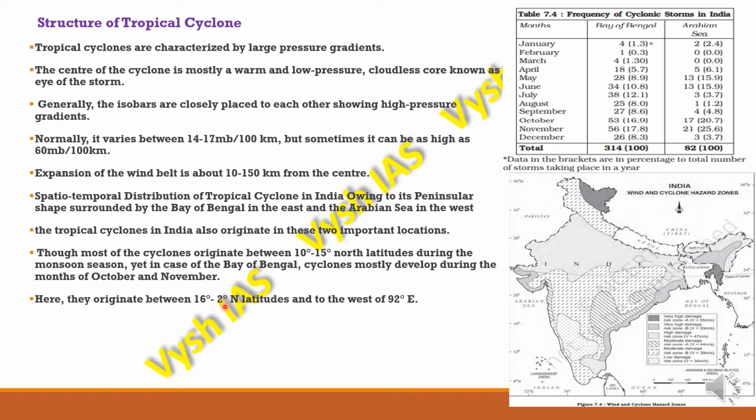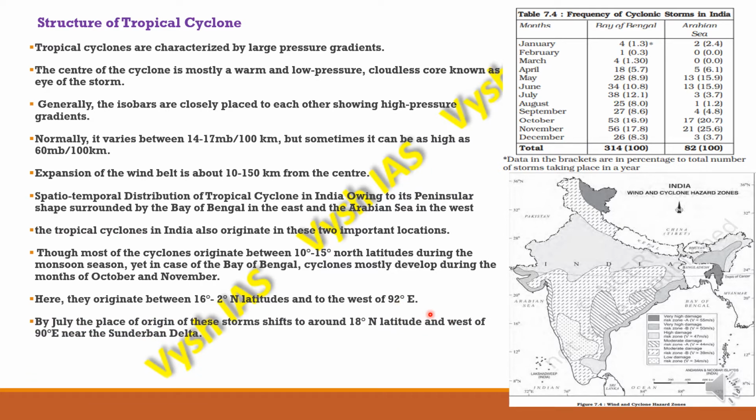I'm sorry, I forgot to edit this. This is 20 degrees N latitudes, and it will go up to the west of 92 degrees east longitudes. So by July, the place of origin of these storms will shift to around 18 degrees north latitudes and west of 90 degrees east near the Sundarban deltas.